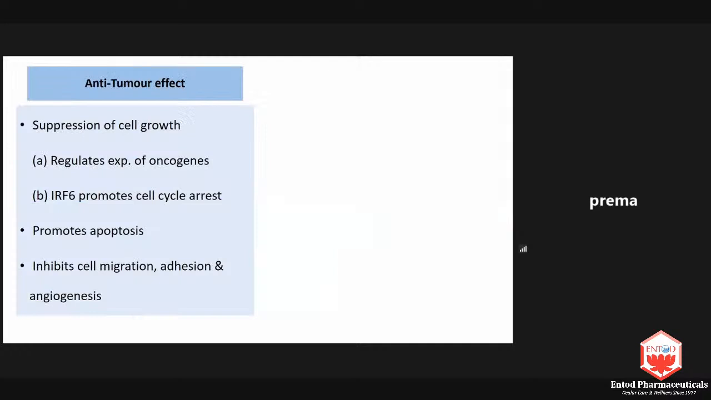So how does it really have these effects? With specific reference to its anti-tumor effect, it suppresses cell growth. It arrests the cell cycle by regulating the oncogenes and promoting what's called the interferon regulating factor 6. It also promotes apoptosis, and this has actually an important role even when it's used as an antiviral. It also inhibits cell migration, adhesion, and angiogenesis.